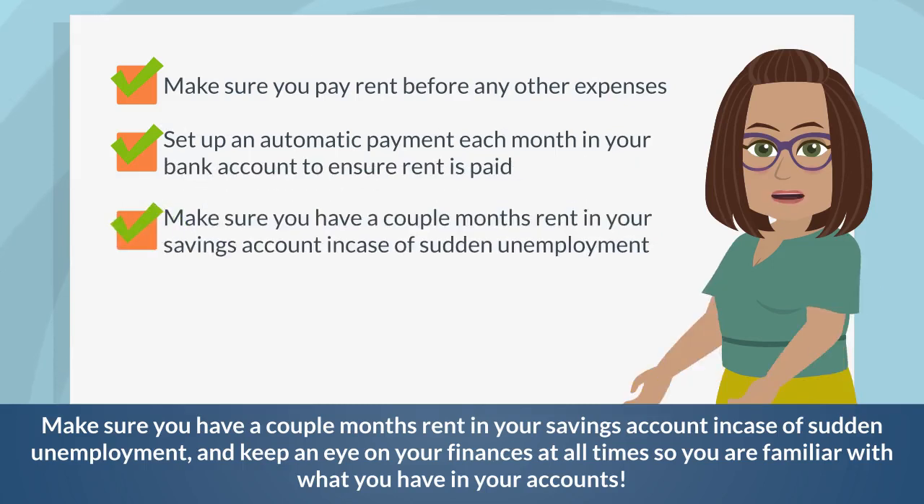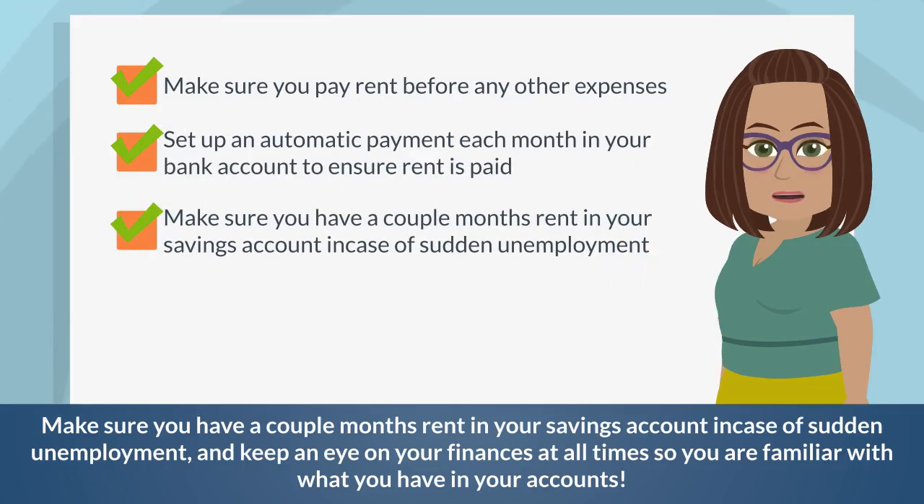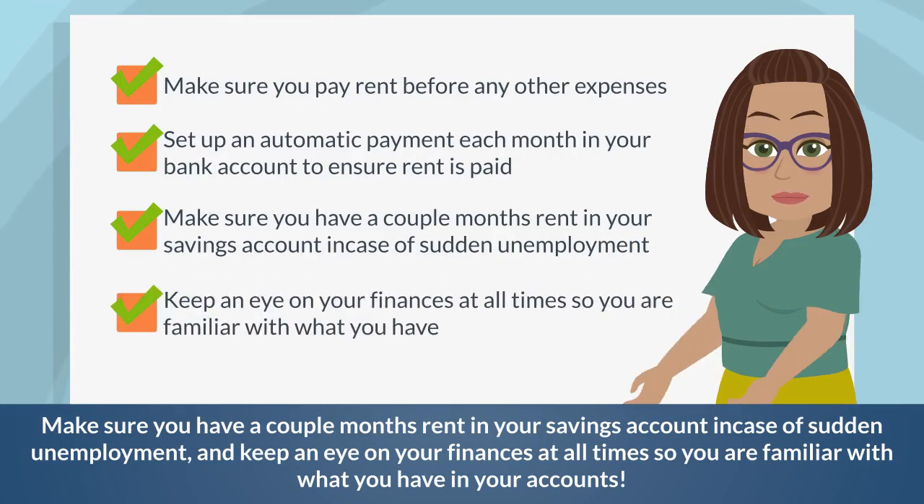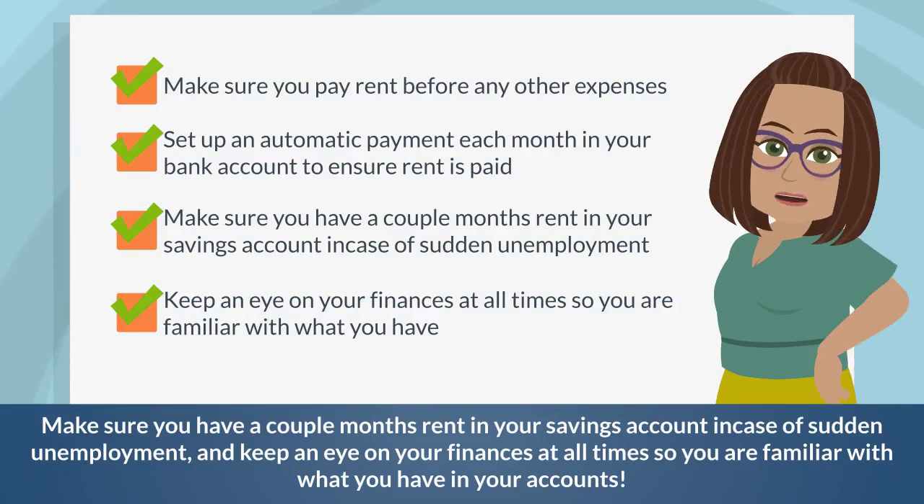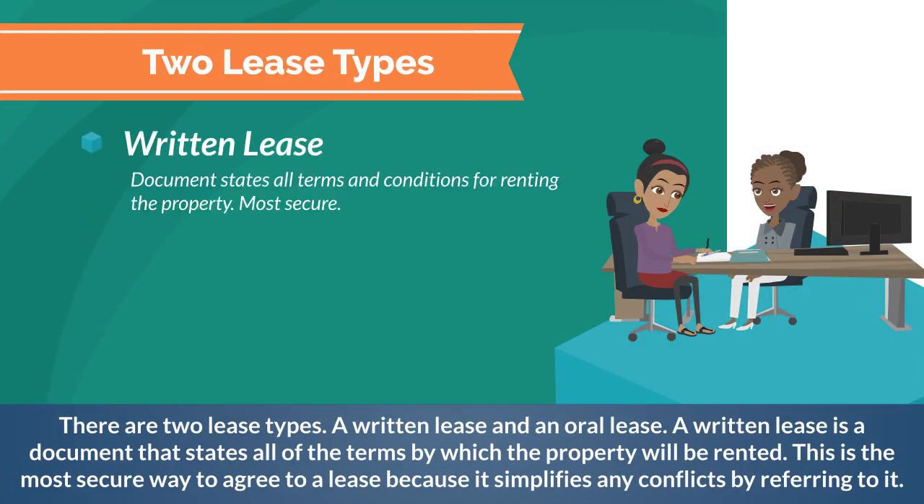Make sure you have a couple months' rent in your savings account in case of sudden unemployment. And keep an eye on your finances at all times so you are familiar with what you have in your accounts. There are two lease types, a written lease and an oral lease. A written lease is a document that states all of the terms by which the property will be rented. This is the most secure way to agree to a lease because it simplifies any conflicts by referring to it.